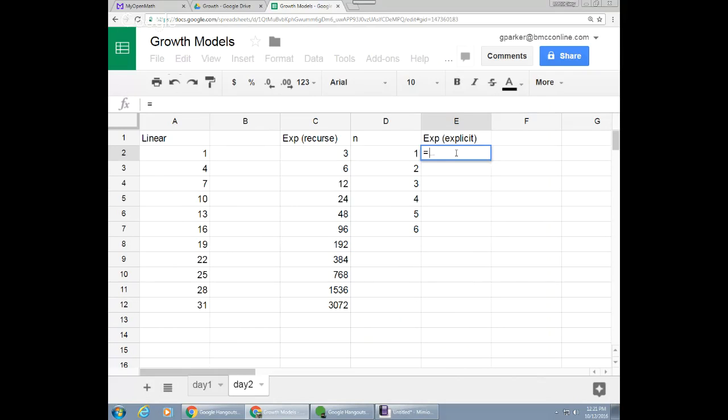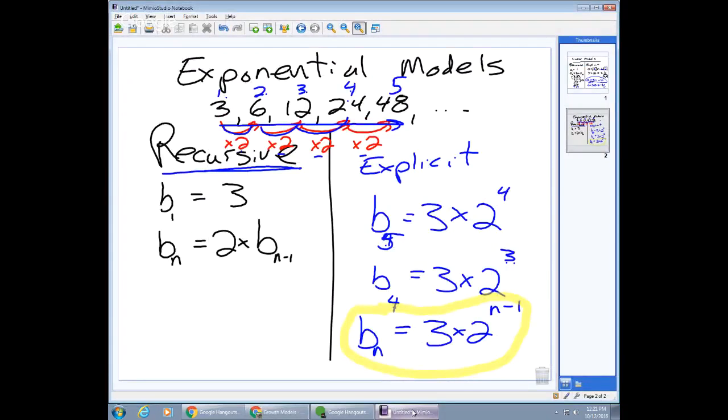The formula was equals 3 times 2. Anybody know how to get a computer to do an exponent? It's the caret symbol, which is Shift 6 on the keyboard. That little hat's called a caret. And then I tell it where n is, and n is located right next door here. Then I can use that to just fill down, and it should generate the numbers. Oops, what happened there? Did I do my power right? I'm saying the power is n. What should the power be? N minus 1, okay. All right, so let's see.